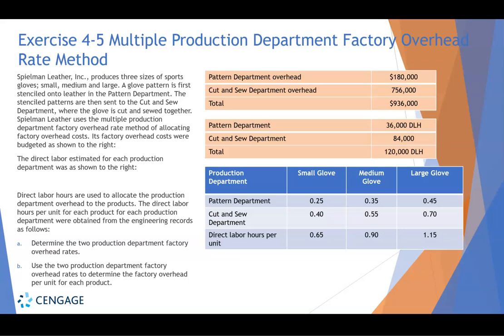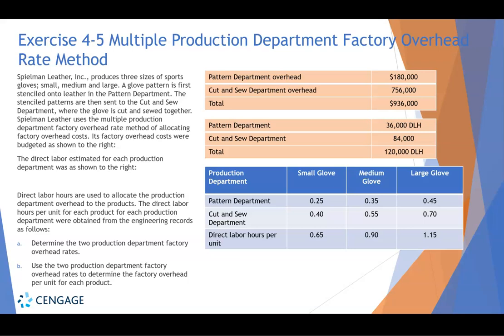Let's look at another exercise using multiple rates. Spielman Leather Inc. produces 3 sizes of sports gloves: small, medium, and large. A glove pattern is first stenciled onto the leather in the pattern department, and then the stenciled patterns are sent to the cut and sew department, where the glove is cut and sewed together. Spielman Leather uses the multiple production department factory overhead rate method by allocating the factory overhead with departments.